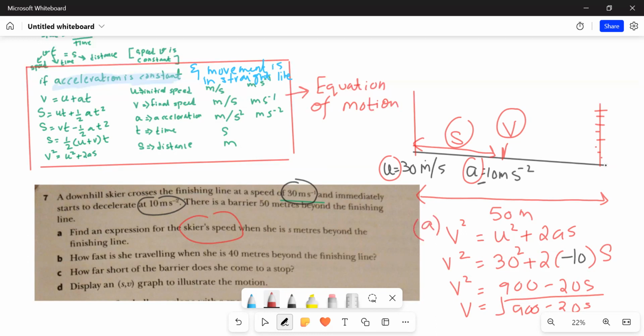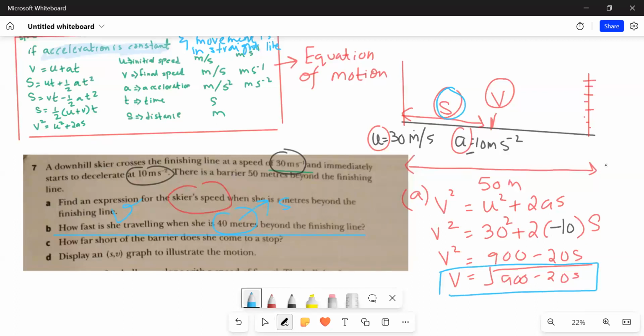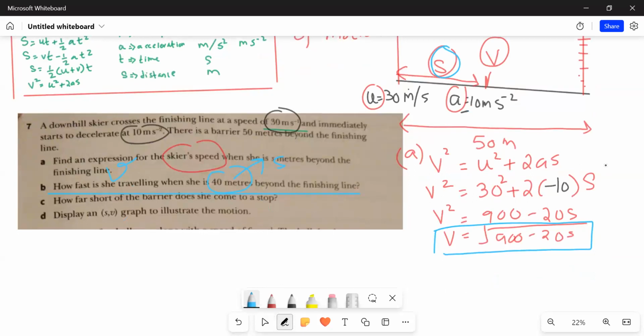Find an expression for the skier's speed when she is S meters beyond the finish line. So if you know S, you can just input it in the equation and get the final speed at that particular distance. Part B: how fast is she traveling when she is 40 meters beyond the finish line? So you have to find how fast she is traveling. That means the V, the final speed. When she is 40 meters beyond the finish line, this would be the distance from the finish line, which we represented as S earlier. So you already have a formula that connects V and S. So you just substitute 40 in place of S in this formula. So part B would be V equals the square root of 900 minus 20 times 40.